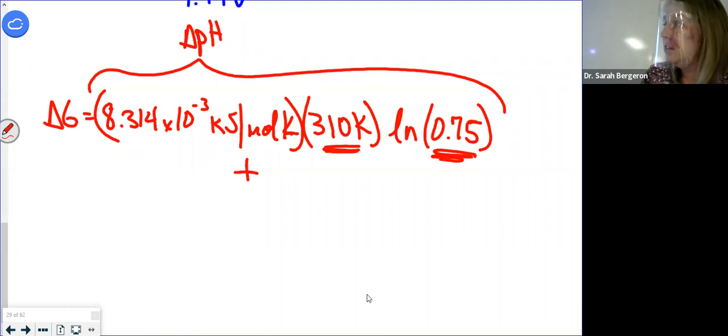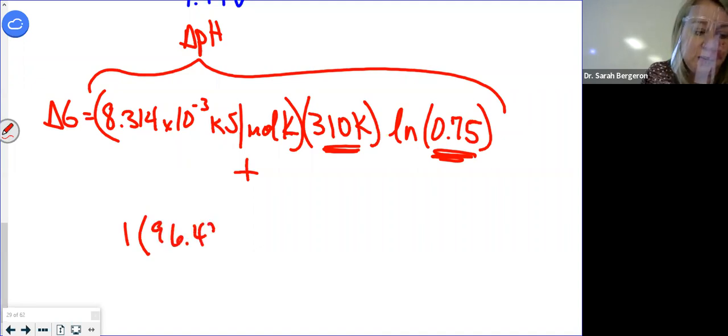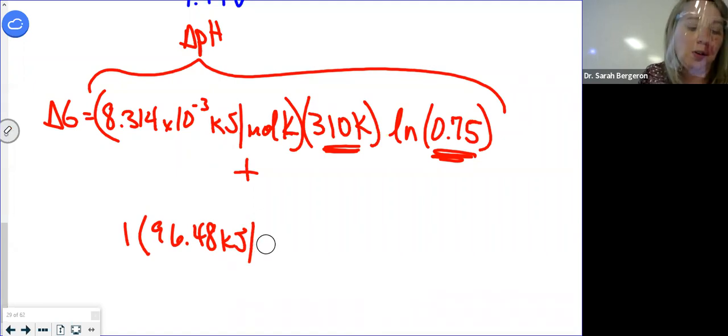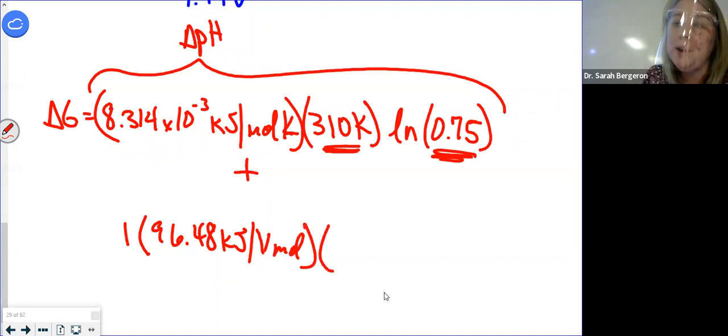Charge is 1. Okay, what are we, Faraday's constant: 96.48 kilojoules per volt mole. I always want to write mole, volt mole. Okay. Now, our membrane potential is what we have to really worry about here.